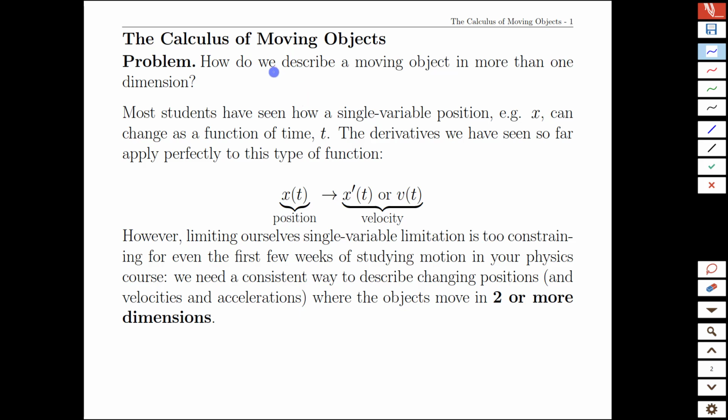In this topic, we're going to explore how we describe a moving object in more than one dimension. That's going to be our new exploration. Most of us have seen at this point how we can look at functions where we have position measured as a single variable, say x, as a function of time.